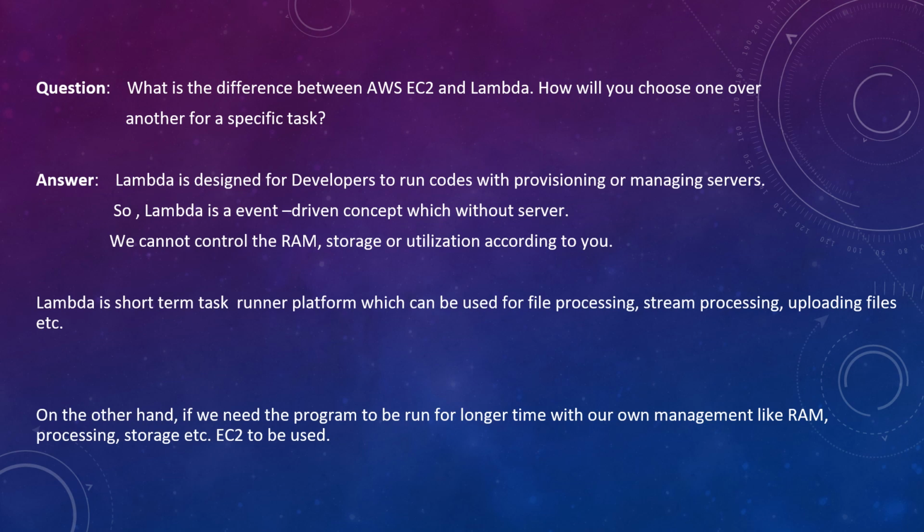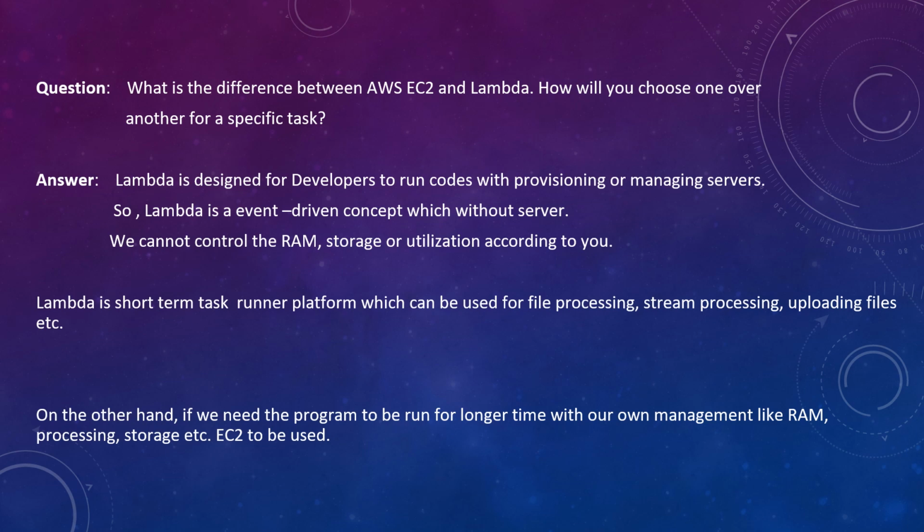Lambda is a short-term task runner platform which can be used for file processing, stream processing, uploading files, etc. So guys, Lambda is basically used for the developer part, right? For example, if we only need to run code after uploading a file or stream processing, then we can use the Lambda concept. If we talk about EC2, guys, EC2 is used for a very long period and when n numbers of tasks are involved. On the other hand, if we need the program to run for a longer time with our own management of RAM, processing, storage, etc., then in such a scenario EC2 is to be used.